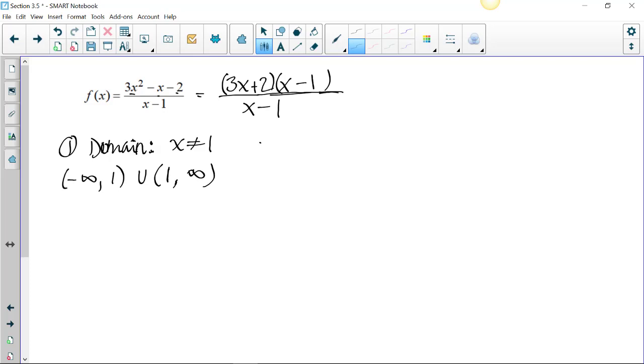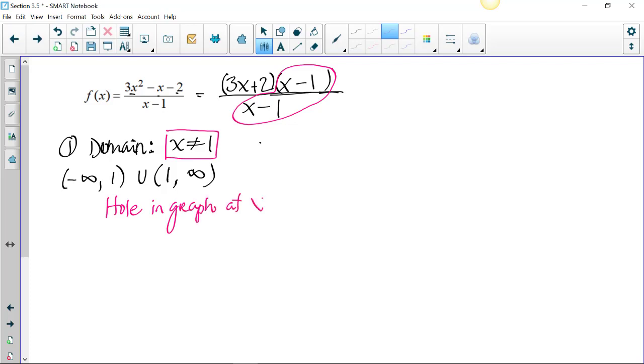There we go. Okay. Now you can see common factor, numerator and denominator. Common factor of x minus 1, which tells me then at 1, I have a hole in the graph at x equals 1, because that factor will completely divide out. Now, here's where it gets a little crazy. What does that function look like now that I've simplified it or reduced it to lowest terms? 3x plus 2.